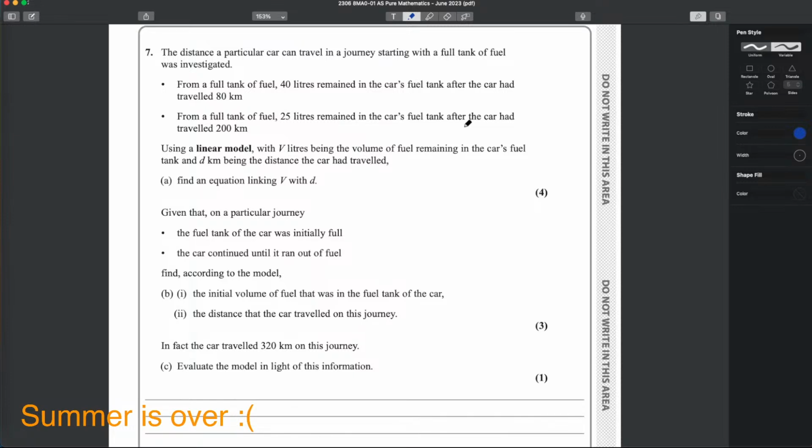Oh, look at all these words. Reading. This is a mathematics exam, not an English exam. What is going on?